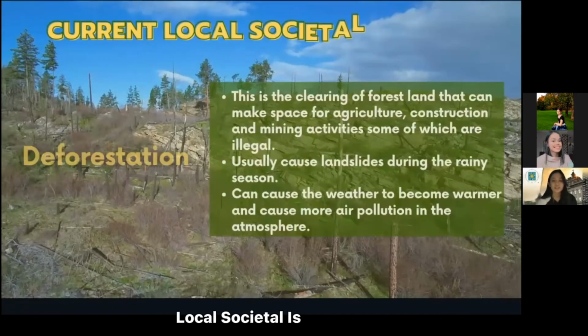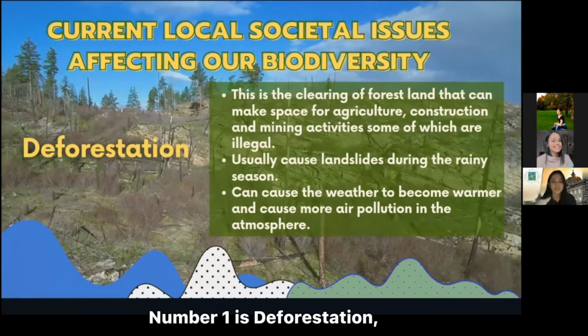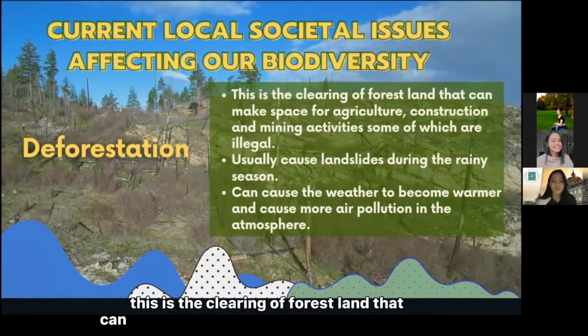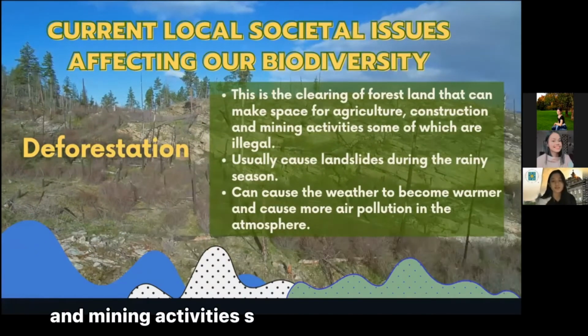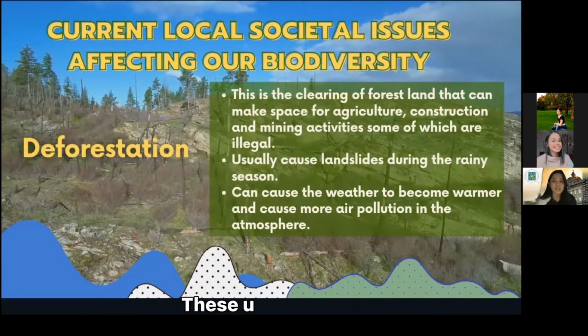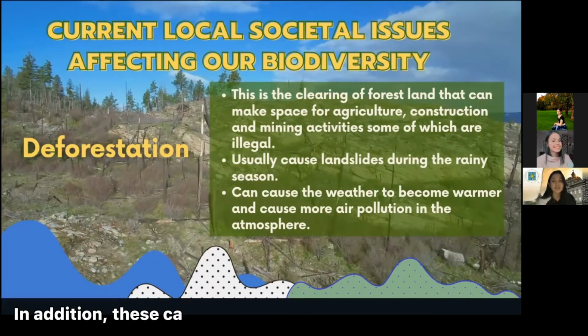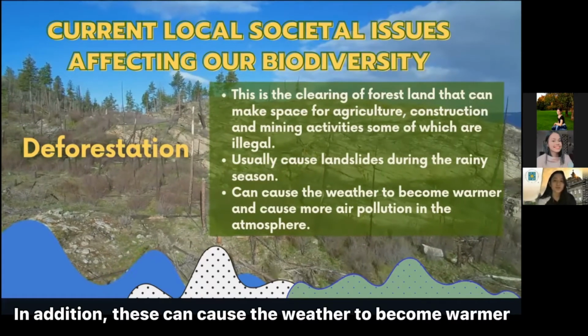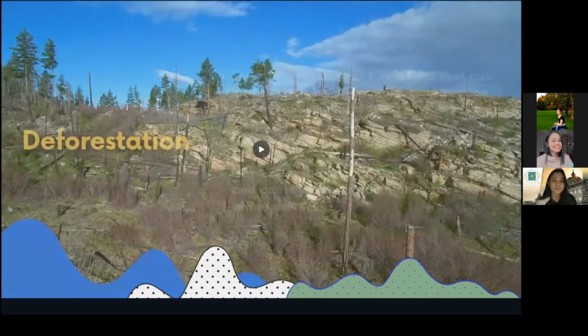Local societal issues. Number one is deforestation. This is the clearing of forest land to make space for agriculture, construction, and mining activities, some of which are illegal. This usually causes landslides during the rainy season. In addition, this can cause the weather to become warmer and can cause more air pollution in the atmosphere.